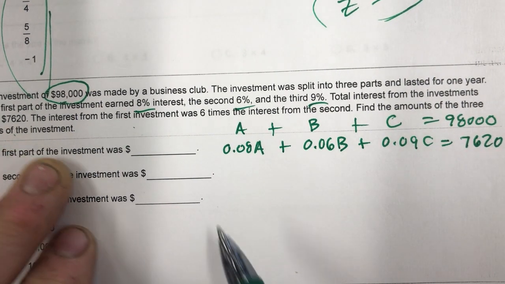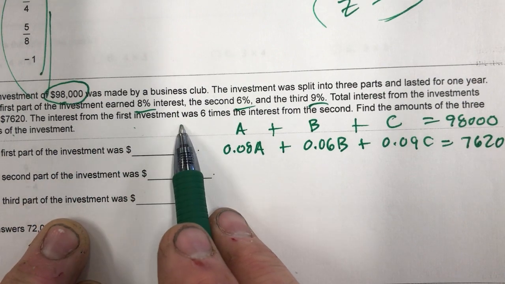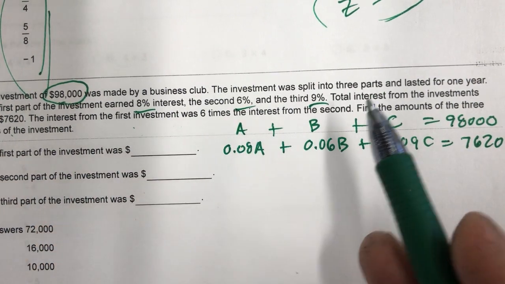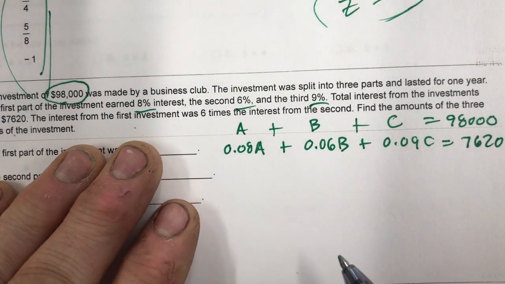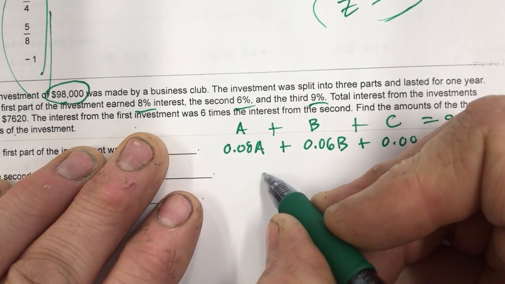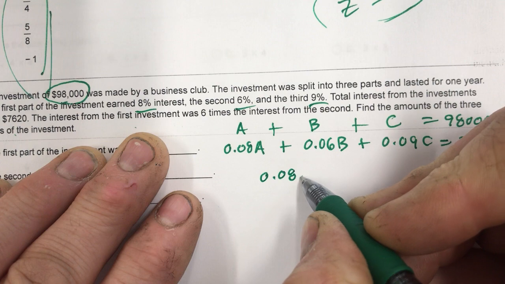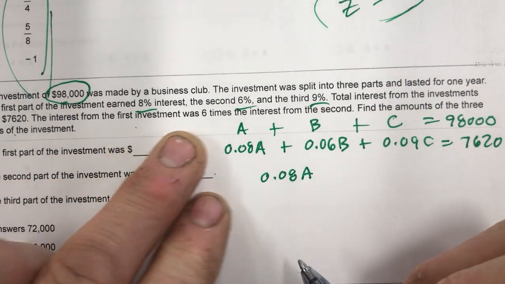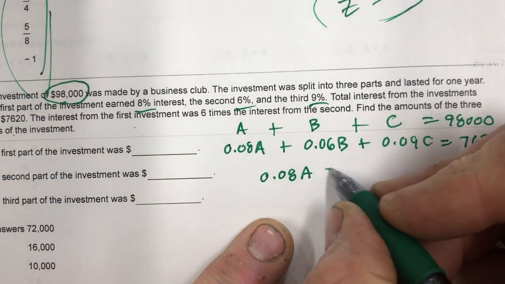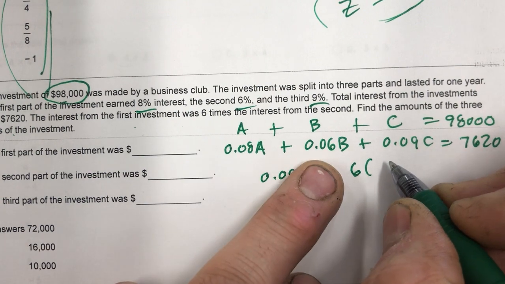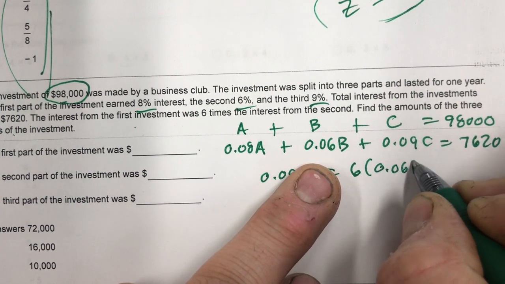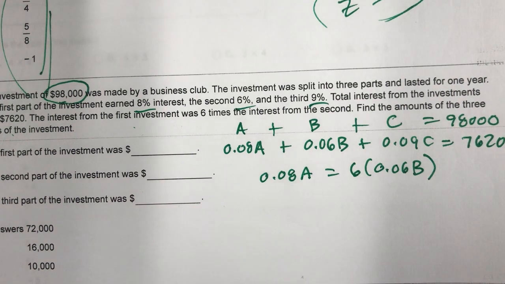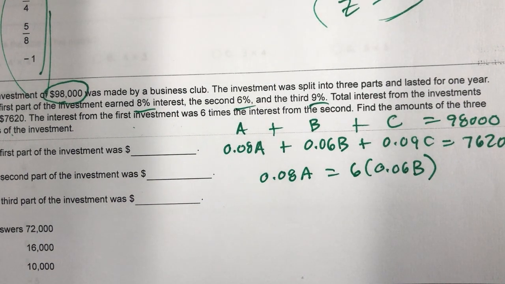And then my third equation comes from this right here. The interest from the first investment was 6 times the interest from the second. So the interest from the first investment right here is 0.08A, is 6 times the interest from the second. So that's going to equal 6 times the second, which was 0.06B. And then here's my 3 equations. When you have 3 variables, you have to have 3 equations. No ifs, ands, or buts about it. Okay?